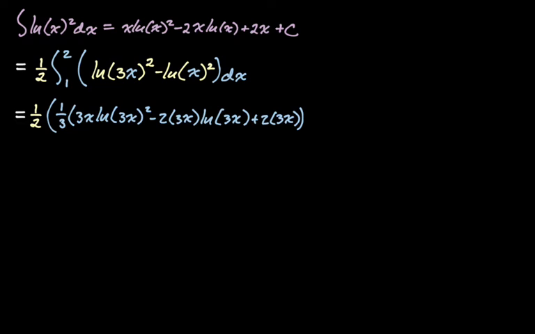Natural log of 3x squared. Now we also have to do minus the integral of natural log of x squared, which is just that formula. So minus just the formula that we came up with. We're going to evaluate this, or try to, from 1 to 2.